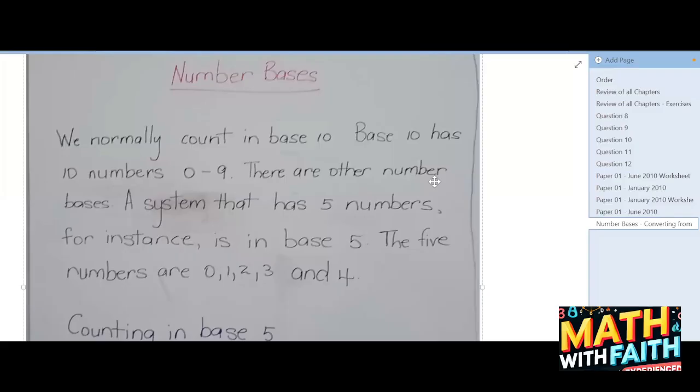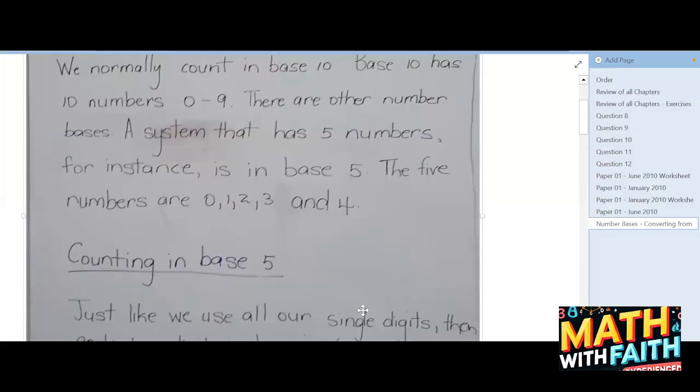A system that has 5 numbers, for instance, is in base 5. If you have 5 numbers, you are in base 5. What would those 5 numbers be? 0, because remember, we always start our number systems with 0. So it will be 0, 1, 2, 3, and 4. Those are 5 numbers: 1, 2, 3, 4, 5 numbers. So base 5 will not have the 5 in it. It will have up to 4, 0 to 4.